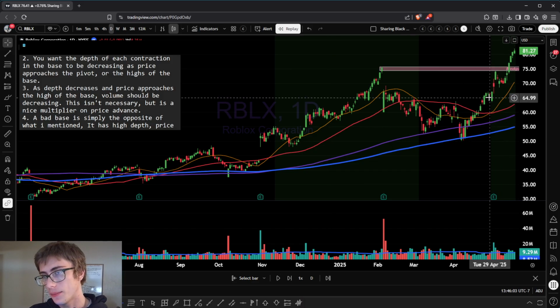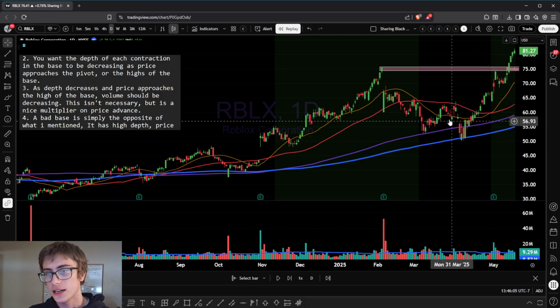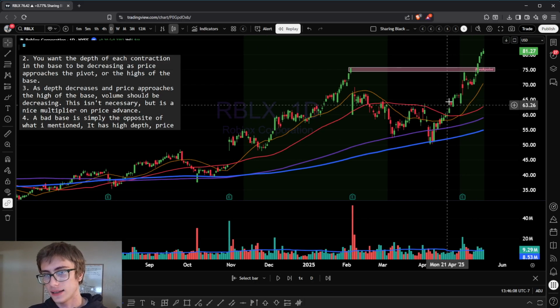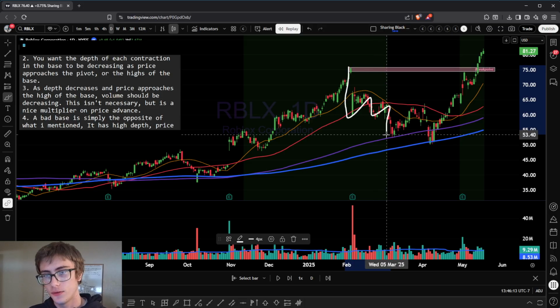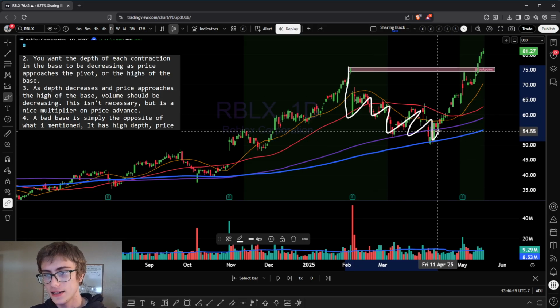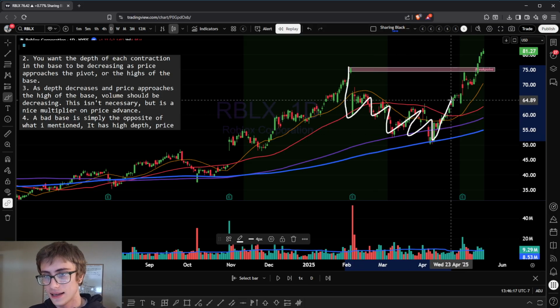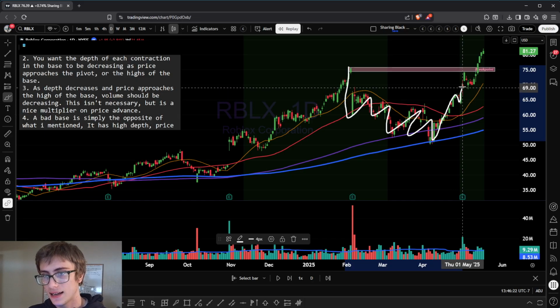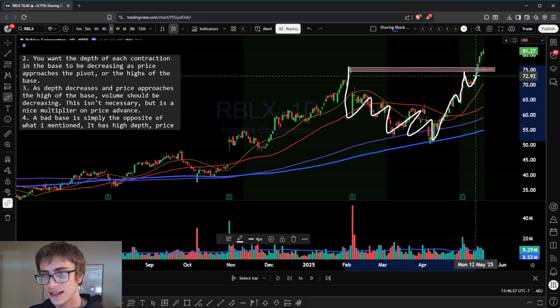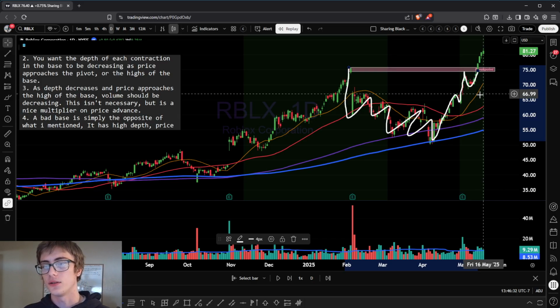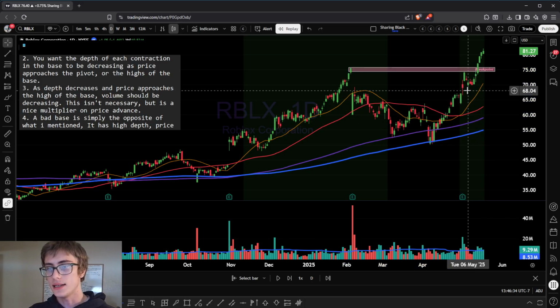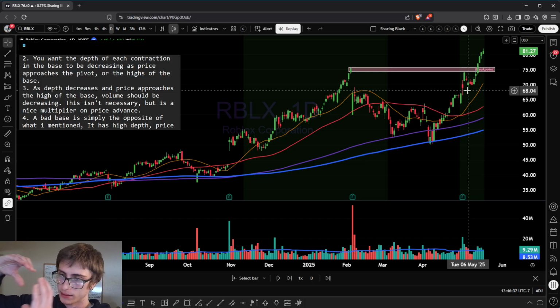And as it moved up this right side, price action wasn't wish-washing around. It was getting tighter and tighter and tighter, right? So it comes down, poof, hard smack down, poof, poof, poof. It's all over the place. As it moves up, it is steady. This is its drop. Barely anything. Steady advance. This is its drop. Barely anything. Steady. So that is the type of thing you want to look for in terms of depth decreasing along the right side of the base.